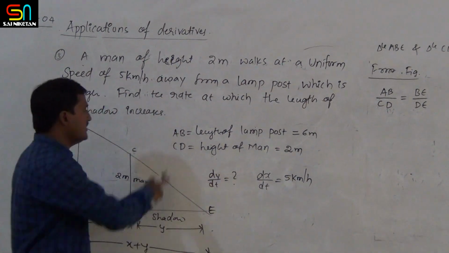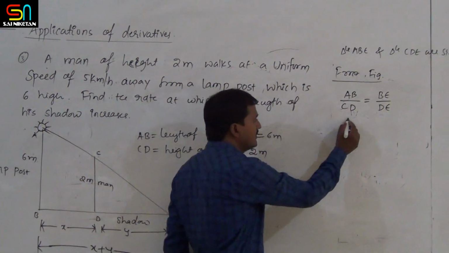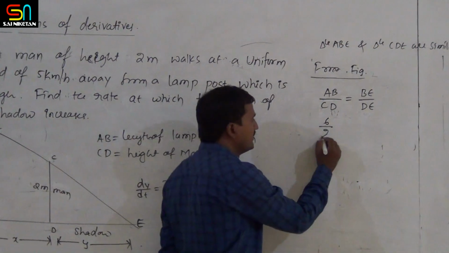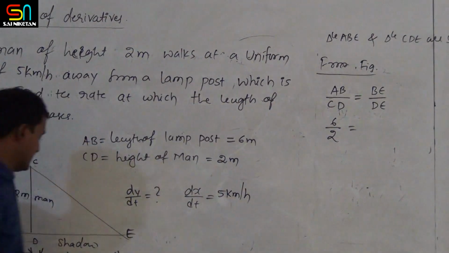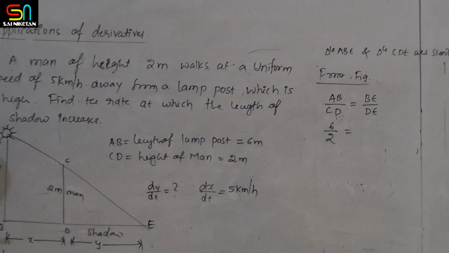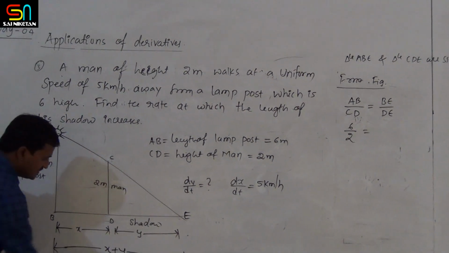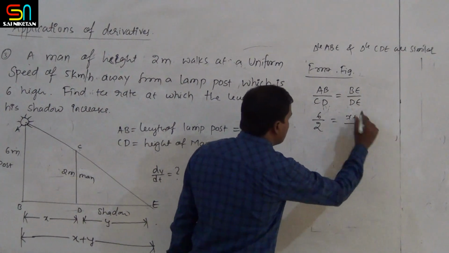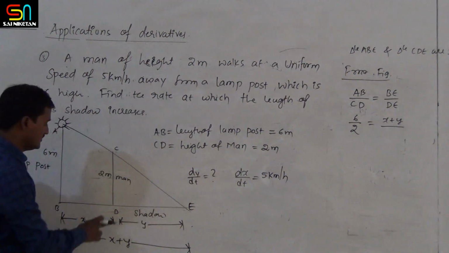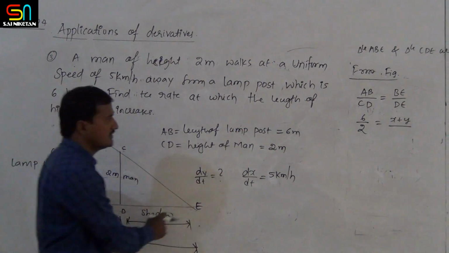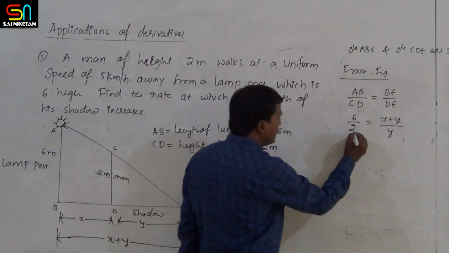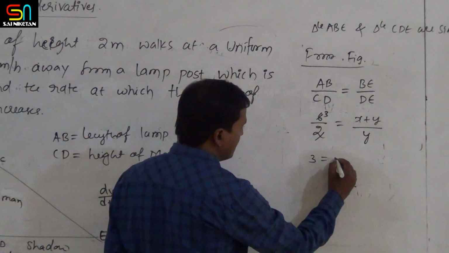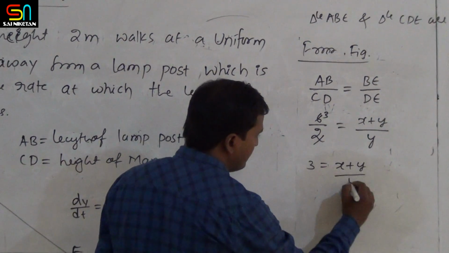What is the value of AB? AB is equal to 6, right? What is the value of CD? CD is equal to 2, right? What is the value of BE? So clearly from the diagram, this length is x plus 1. What is the value of DE? The value of DE is 1, right? So clearly, 2 plus 1 is 3. So clearly here you are getting 3 divided by, 3 is equal to x plus 1 divided by y, right?